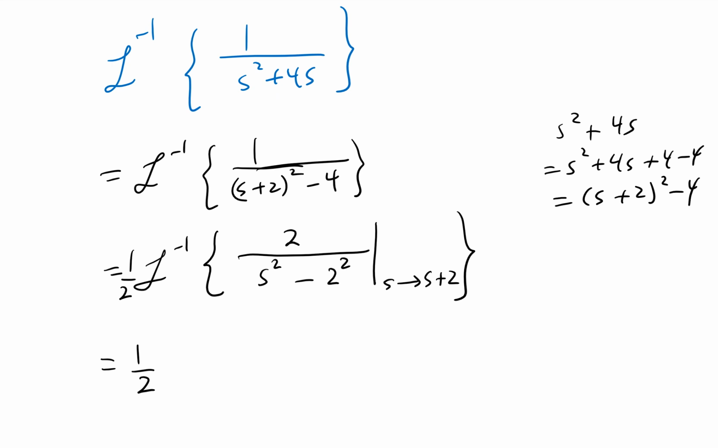So 1/2 e to the, a here is negative 2, so negative 2t, and this one here inside, this is the hyperbolic sine of 2t. So this 2 is coming from this 2. That's the 2 for this one. Again, you could have done this using partial fraction decomposition, but there will be more work involved, and it's guaranteed you're going to get the same answer.